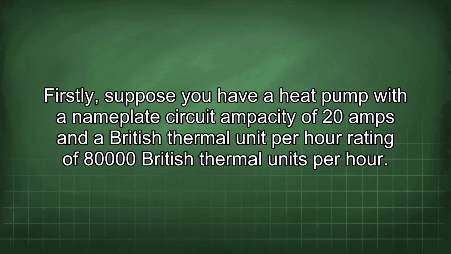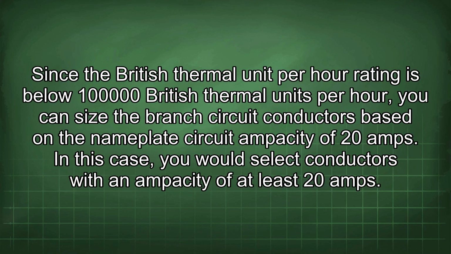Firstly, suppose you have a heat pump with a nameplate circuit ampacity of 20 amps and a British thermal unit per hour rating of 80,000 British thermal units per hour. Since the rating is below 100,000 British thermal units per hour, you can size the branch circuit conductors based on the nameplate circuit ampacity of 20 amps. In this case, you would select conductors with an ampacity of at least 20 amps.